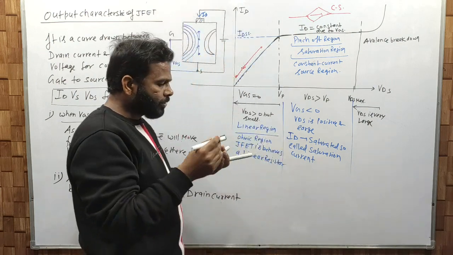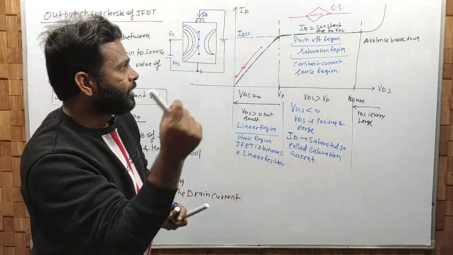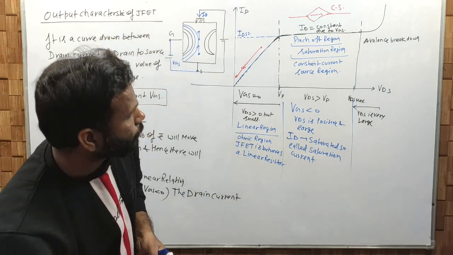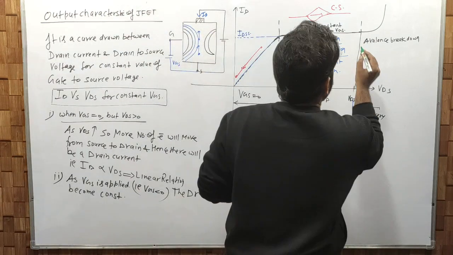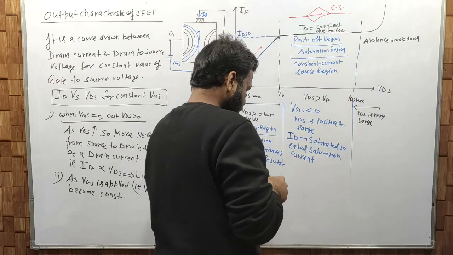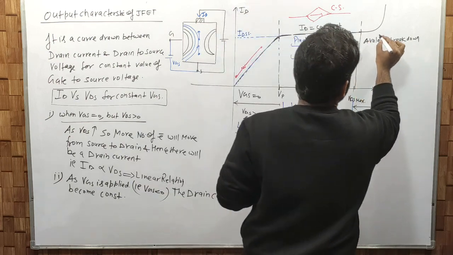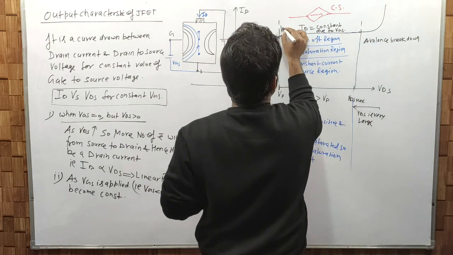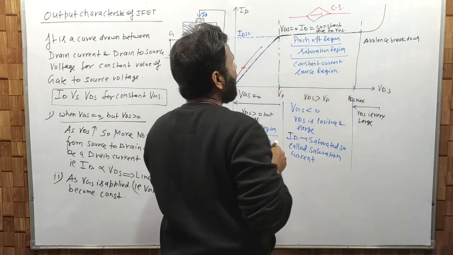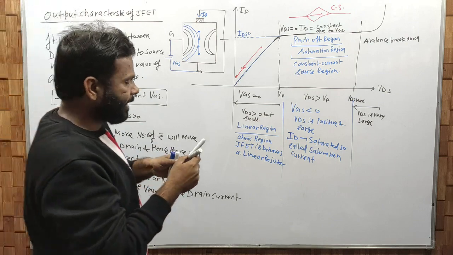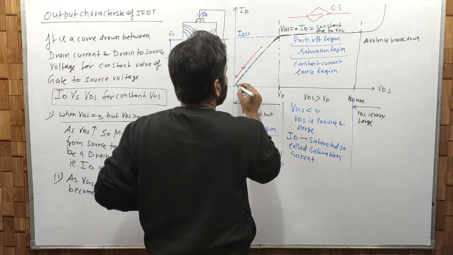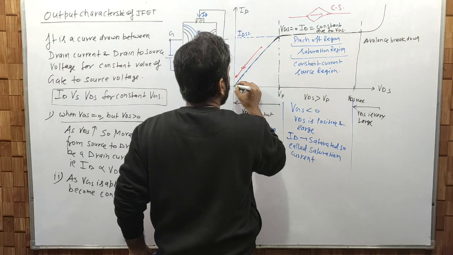Now we make some changes in this output characteristic. What changes? Now suppose VGS is applied; this black curve is for VGS 0. Now as we apply VGS in a negative manner, the curve looks like that.